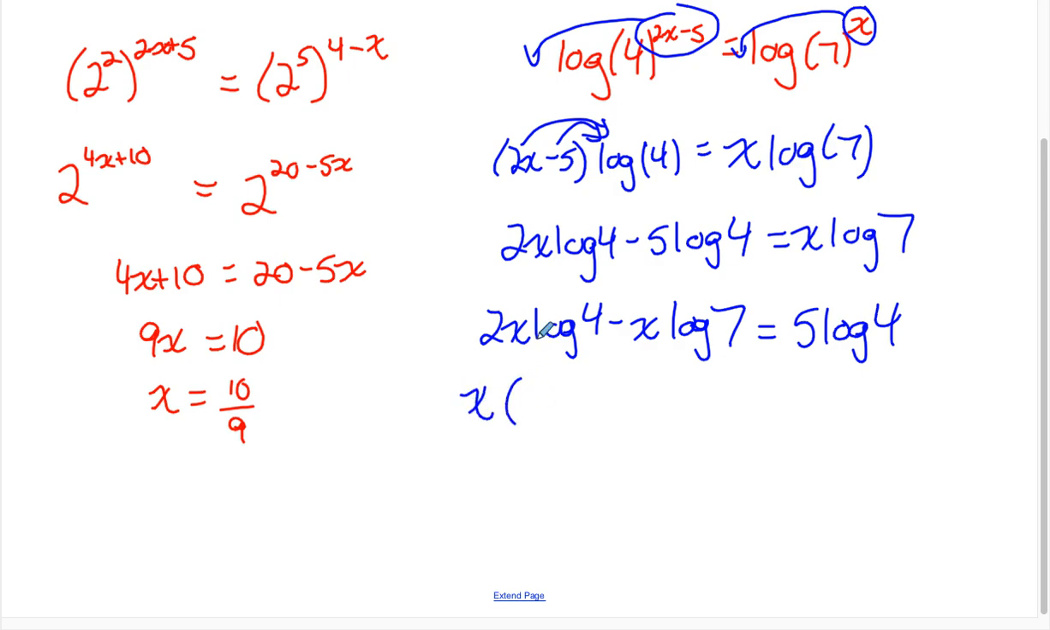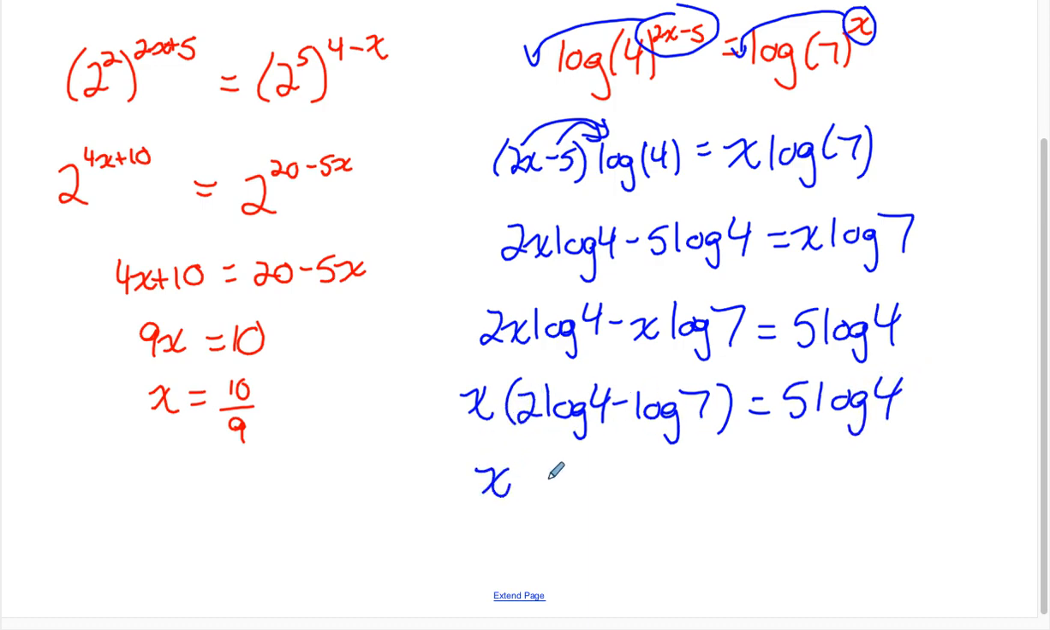out. So x, take it out, divide both of these by x, and I get 2 log 4 minus log 7 equals 5 log 4. Now I can isolate the x just by dividing what it's being multiplied by to the other side. So x equals 5 log 4 over 2 log 4 minus log 7.